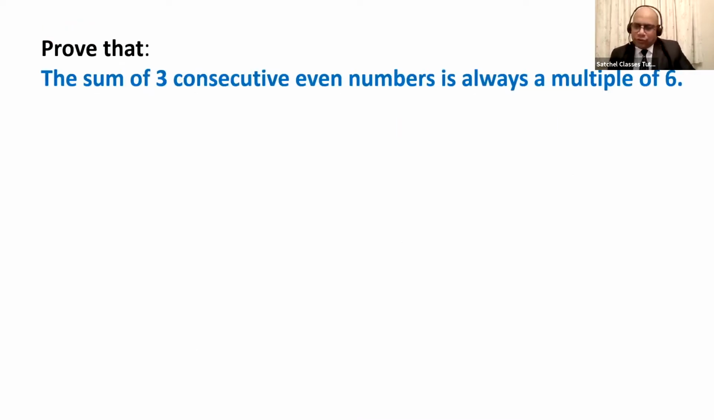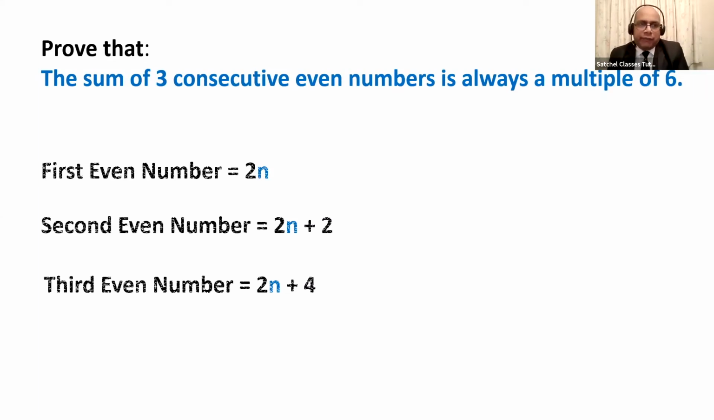Now let's go on to some difficult ones. Prove that the sum of three consecutive even numbers is always a multiple of 6. Now, the important word here is consecutive. Remember what is special about consecutive even numbers? The difference will always be 2, correct? So if the first even number is 2n, the next one will be 2n plus 2, and the third one will be 2n plus 4. Because remember, every subsequent even number will be 2 more than the previous even number, right?